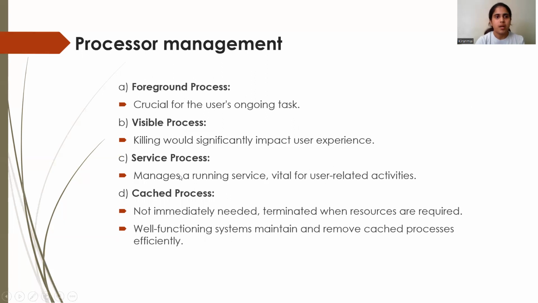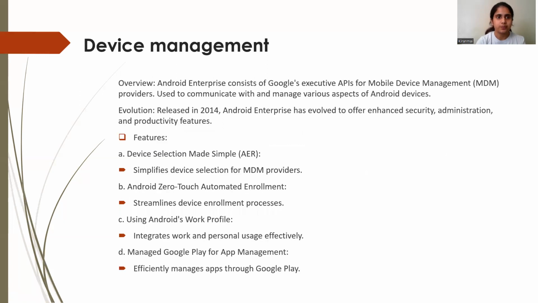And coming to the processor management, the foreground process, crucial for the user's ongoing task, and the visible process, killing would significantly impact user experience. Service process manages a running service vital for user related activities. And the cached process, it's not immediately needed, terminated when resources are required. Well functioning systems maintain and remove cached process efficiently.